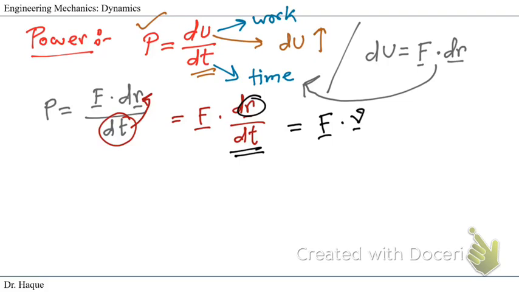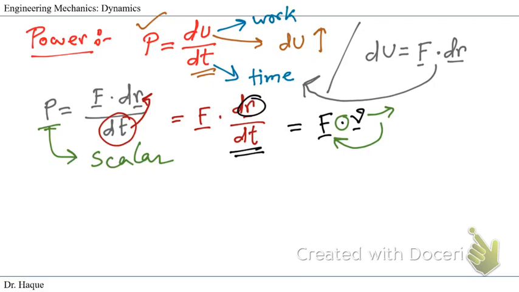Since power is a scalar, it's not a vector, it's a scalar quantity that doesn't have a direction. So we can represent the power as a dot product of force and velocity. This would be the velocity caused by the force.